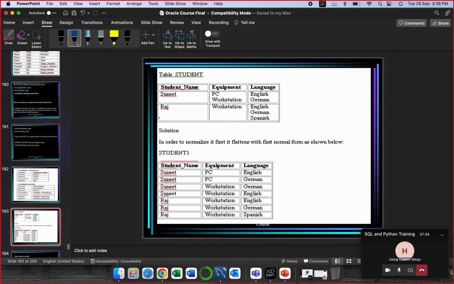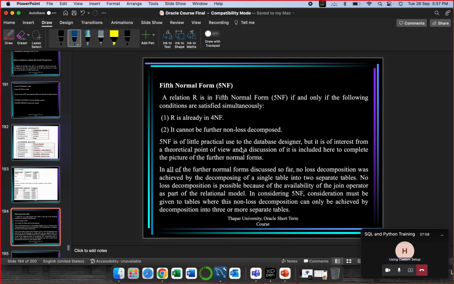So what we'll do is we'll first fill this table to put it into first normal form. We'll put Suneet PC, Suneet workstation, to fill in all these places. So we have Raj, we have three languages, English, German, Spanish. So we filled all these things, right? First we flattened the table to put it into first normal form, what we studied earlier.